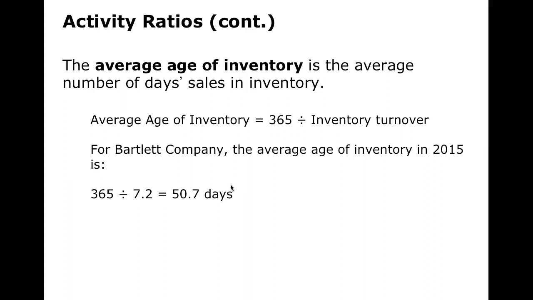So we want to keep this number as low as possible. This is one of the ratios where we like this number to be lower because it means we're more efficient with our inventories. So it's sort of like the cereal boxes. How many days of cereal boxes do you want to have on hand?